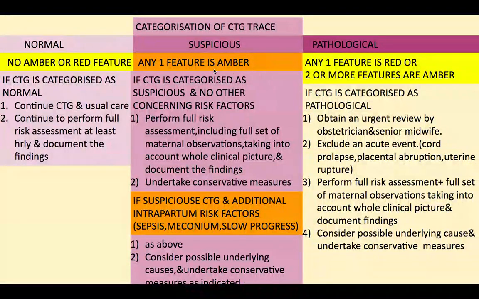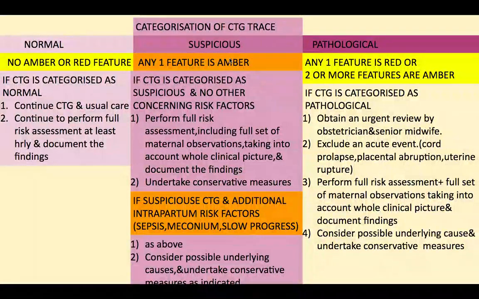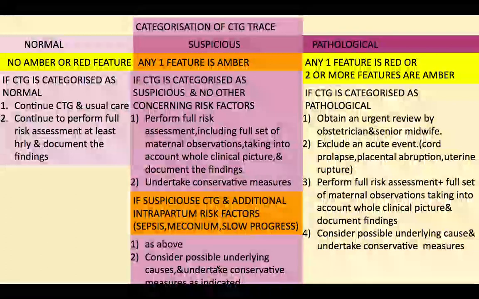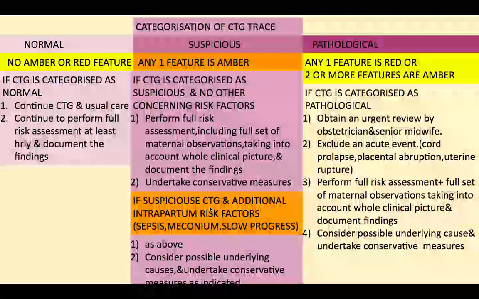When any one of the features is amber, the CTG is categorized as suspicious, and now in the amber category or the suspicious CTG, again, there are 2 points to remember. Many students are confused over here in these 2 points. You have to see this slide as there are 4 columns. 1 column, 2nd column, 3rd column, and this is the 4th column, right? This is not the 1 column. These are the 2 columns. Why these are the 2 columns? Because when the CTG is categorized as suspicious, there are 2 scenarios.